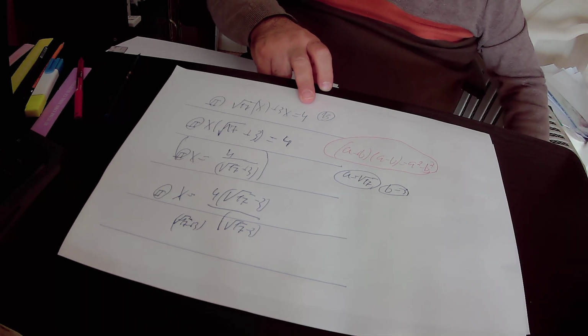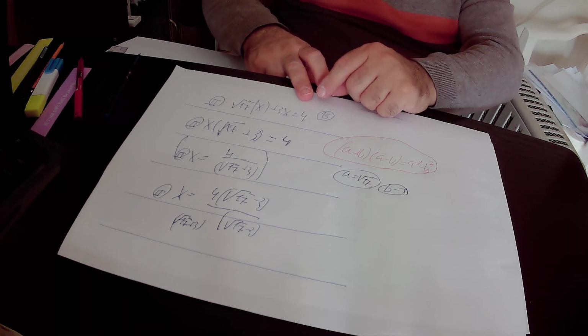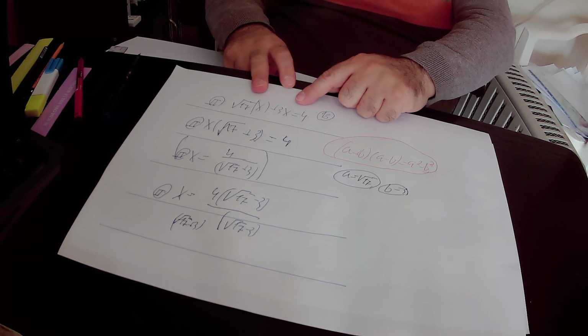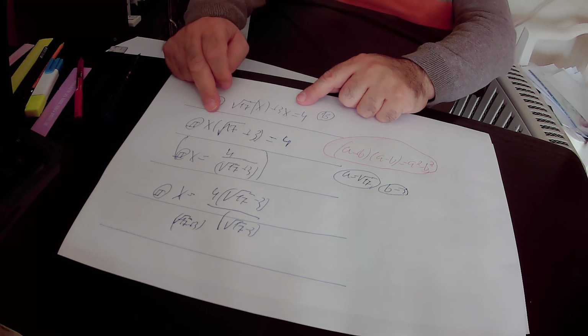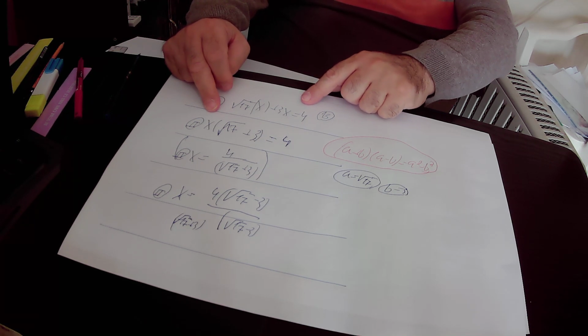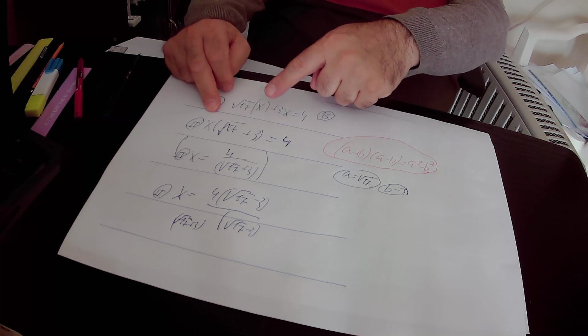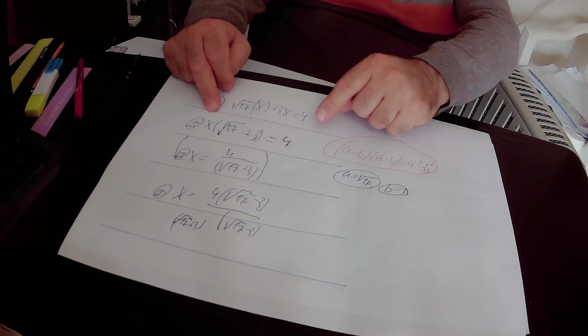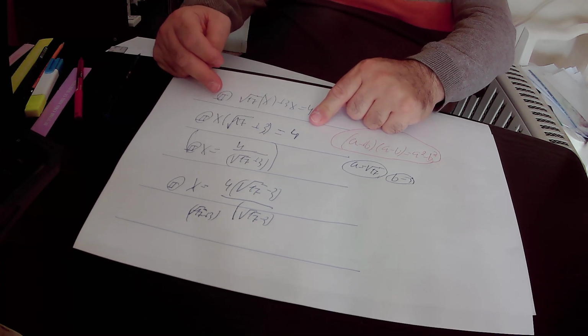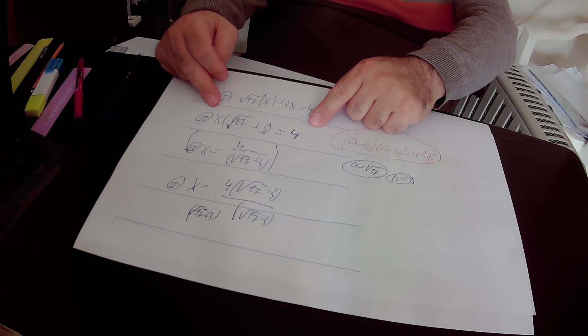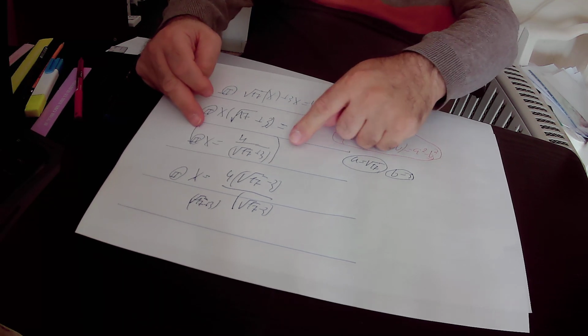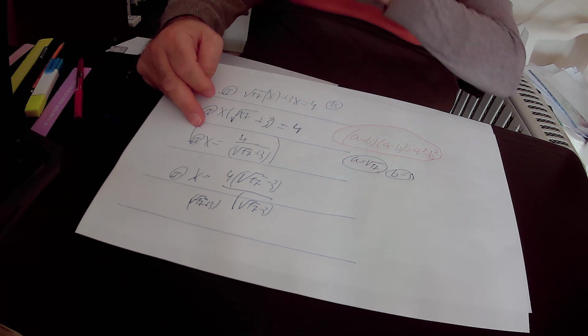Here we took out a common factor, we took out x as a common factor of these expressions, and we got that x inside the brackets. We have square root of 17 plus 3 equals 4. We divided this equation by square root of 17 plus 3, and we got that x equals 4 over square root of 17 plus 3.